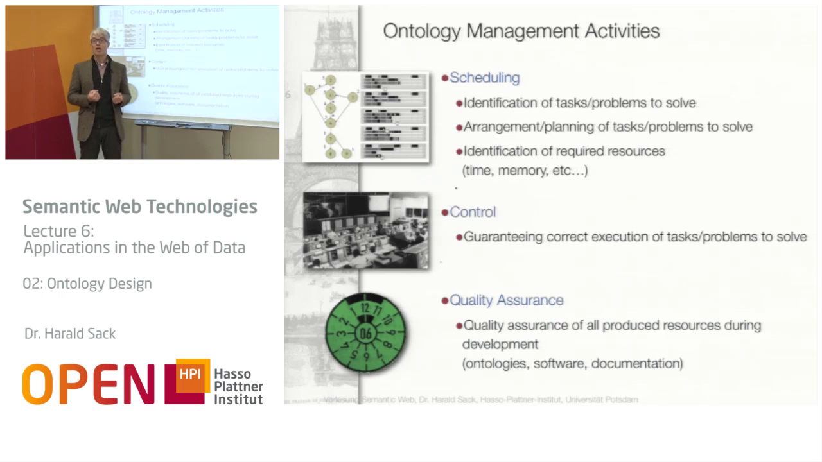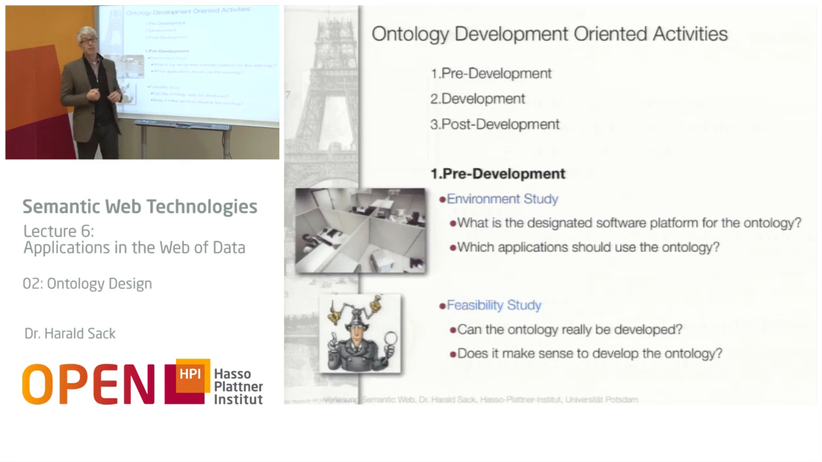So we have to assure that all produced resources during the development process come up to a given level of quality. So this concerns, of course, ontologies, it concerns software, as well as the documentation for all of that that we develop. So these are the ontology management activities. So the next step would be the ontology development. And there, they define three different steps: the pre-development activities, everything that is done before the ontology itself is developed, then the development activities, and then what is done after the development, the post-development activities.